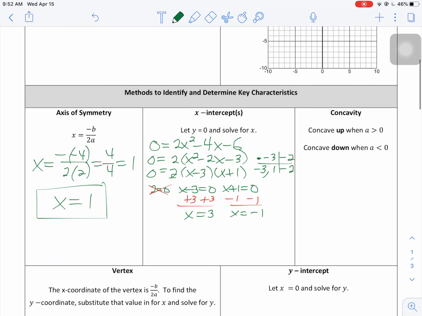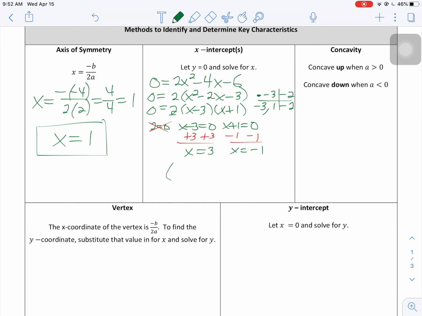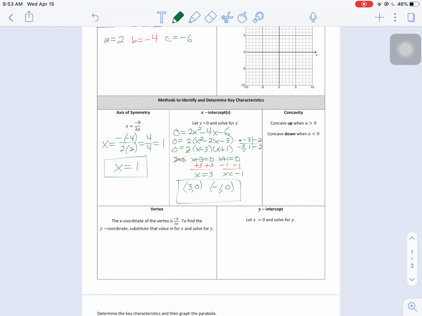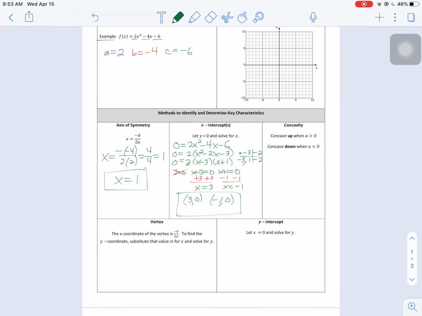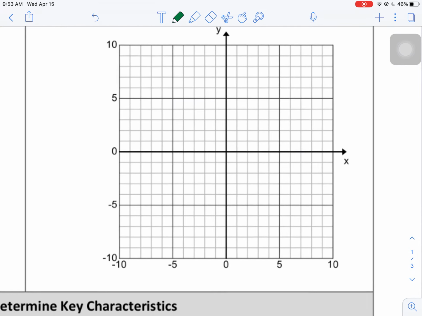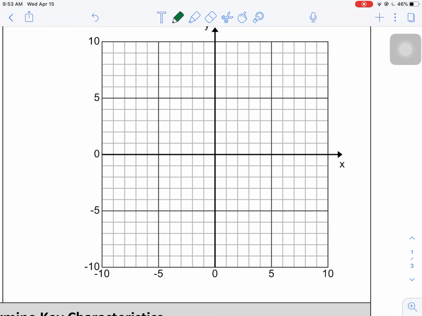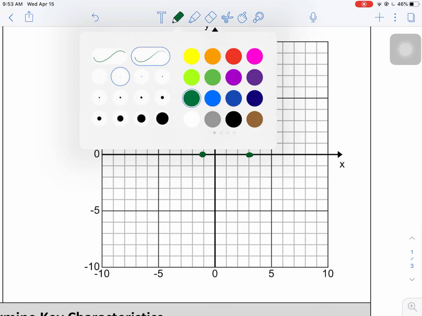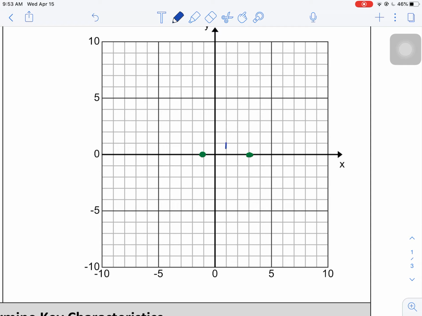Now, since we're finding x-intercepts, let's go ahead and write our final answers as ordered pairs. So 3, 0 and negative 1, 0. Let's plot those on our graph up here. So 3 and negative 1. So negative 1, 0 and 3, 0. And while we're at it, let's put in our axis of symmetry. That was at x equals 1.